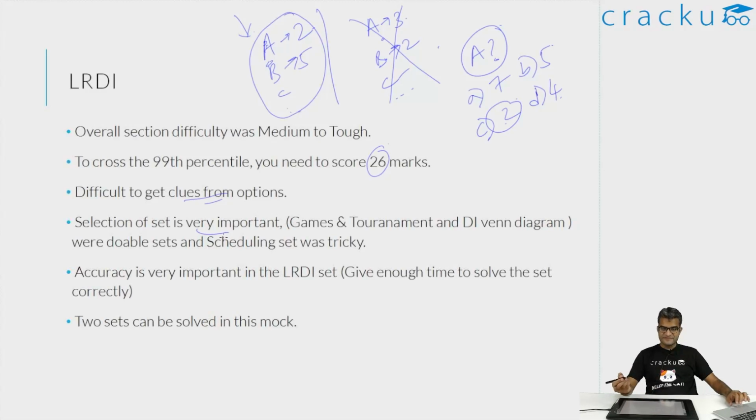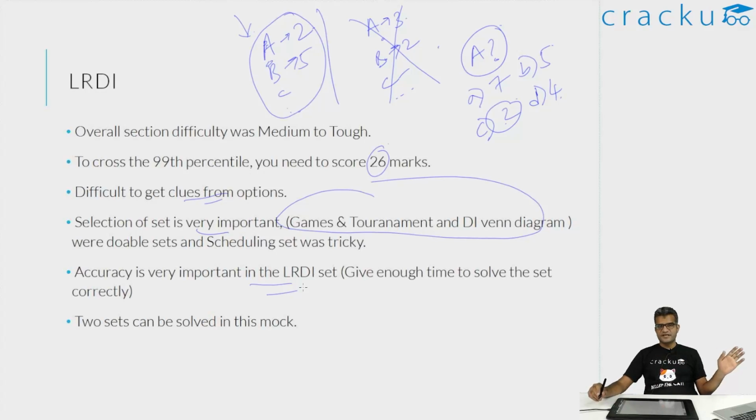Selection of set, like we said, is very important. There are 2 sets which are easy. Accuracy, as usual, is important in LRDI because if you make one mistake at the start, for example, in the Venn diagram set, if you made one mistake in actually noting down the data from the DI, it is a DI plus Venn diagram set, then you will get the entire set wrong. So accuracy is super important.